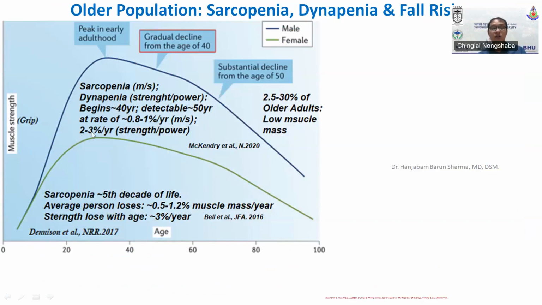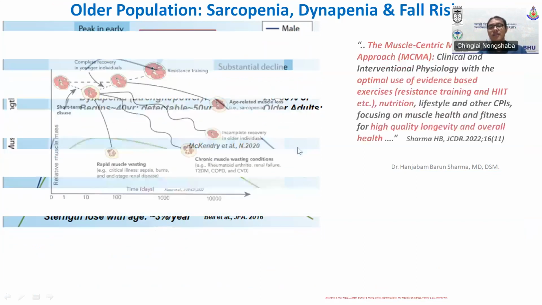For strength or power, the loss can be 2 to 3% per year, or up to 3% per year. And 2.5 to 30% of older adults are found to have low muscle mass. That means sarcopenia is very common, and we have to fight sarcopenia along with the decline in bone mineral density. This one has to understand.